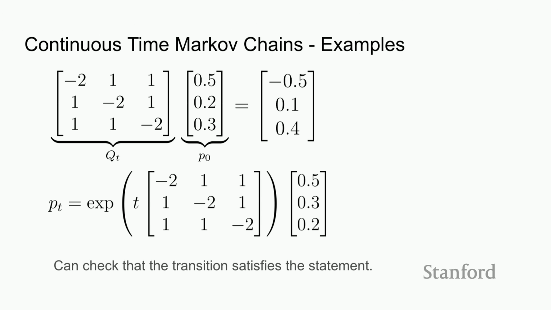And if we do this, we can also check to make sure that the transition satisfies the above statement. For the first value, you're losing mass at a rate of -0.5, and then the other two are gaining mass at 0.1 and 0.4. So the total mass remains the same, but the relative ratios change.